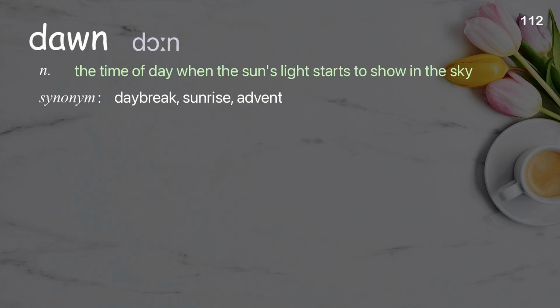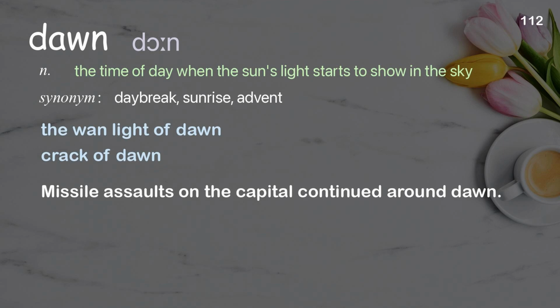Dawn. The time of day when the sun's light starts to show in the sky. Examples: The wan light of dawn. Crack of dawn. Missile assaults on the capital continued around dawn.